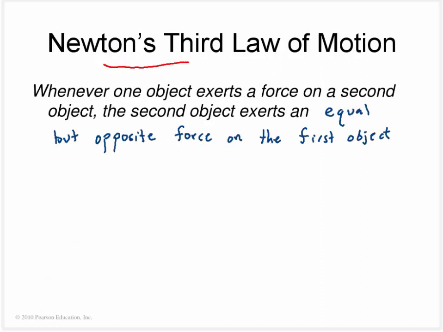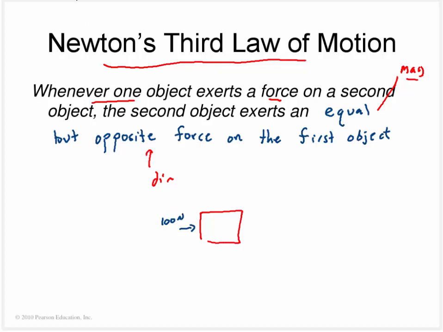This pretty much leads us into Newton's third law of motion, which says whenever we have one object that exerts a force on another object, then the second object is going to exert an equal but opposite force on the first object. This is equal in magnitude, equal in number, but opposite in direction. So if I were to push against a block with a force of 100 newtons, then Newton's third law says, and it seems pretty obvious, that the block is going to push back on me with a force of 100 newtons. Another way to think of it is I can't touch this block without the block touching me.